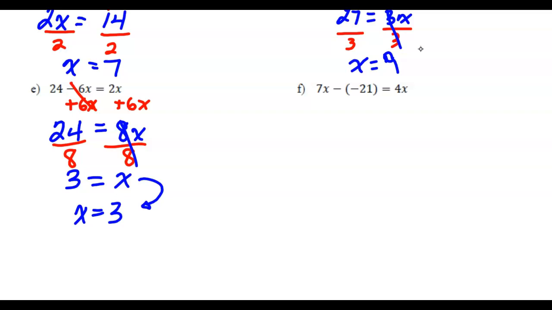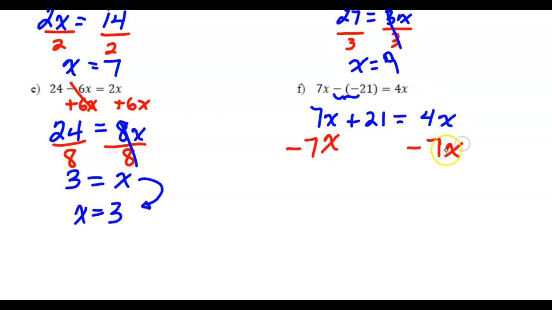This next one has brackets just for integers. So I'm going to just show this same equation again by knowing that subtracting a negative is adding. And now it's just like the other ones. I've got x terms on both sides. I'll keep the 4x on the right. I'll subtract 7x from both sides.